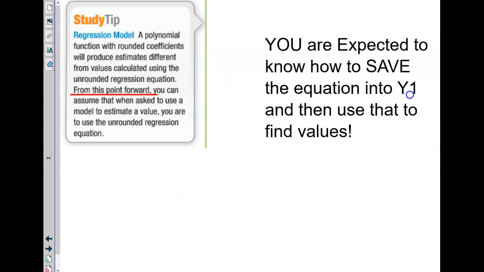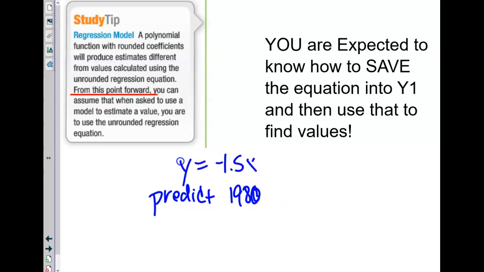All right. Now, one more thing before we actually get started. When we had a question like this, predict something for 1980, and it was years since 1900, and you had come up with some nasty equation like this. Do you remember what you had to do? You had to put 80 back in here and find an answer.